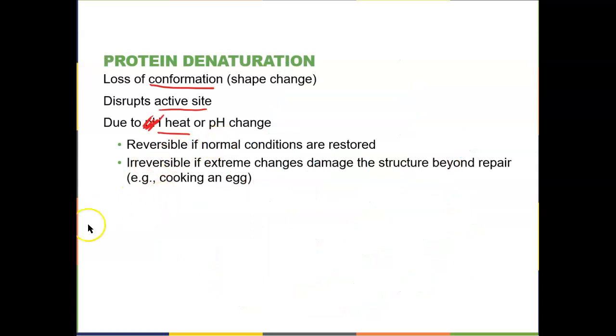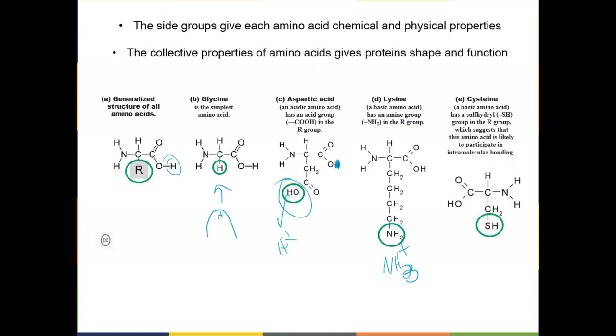And then pH can also change their shape. I will talk briefly about how this works, but I don't expect you to necessarily understand it. But you will recall that we have basic amino acid side groups. Sorry, this one is basic. And acidic amino acid side groups. Here they are drawn without their charges.